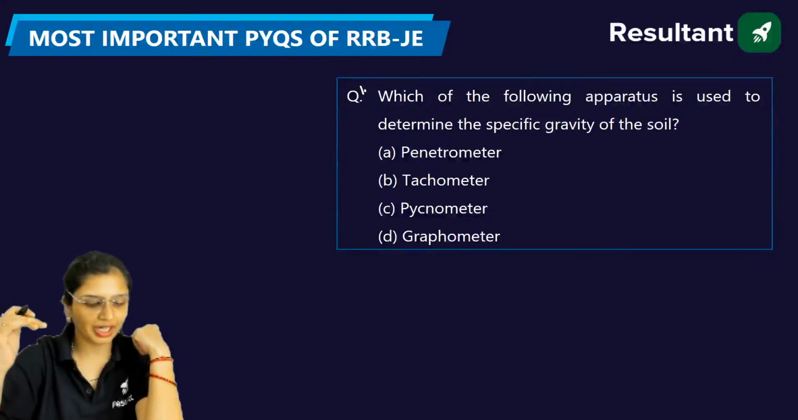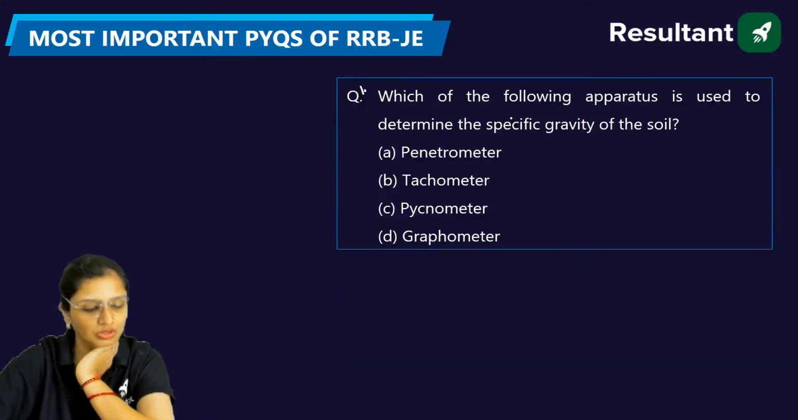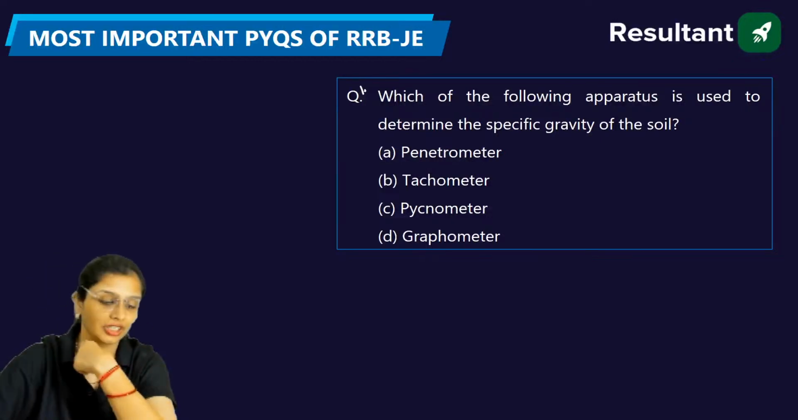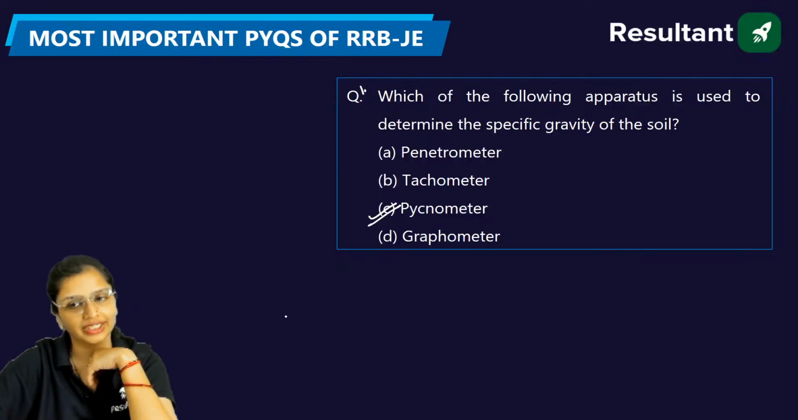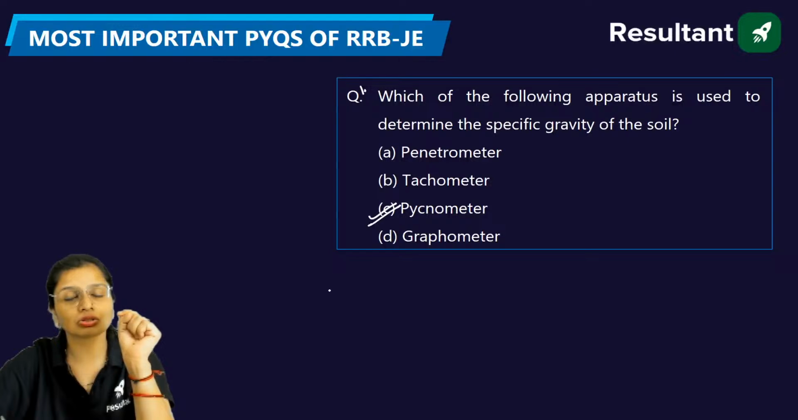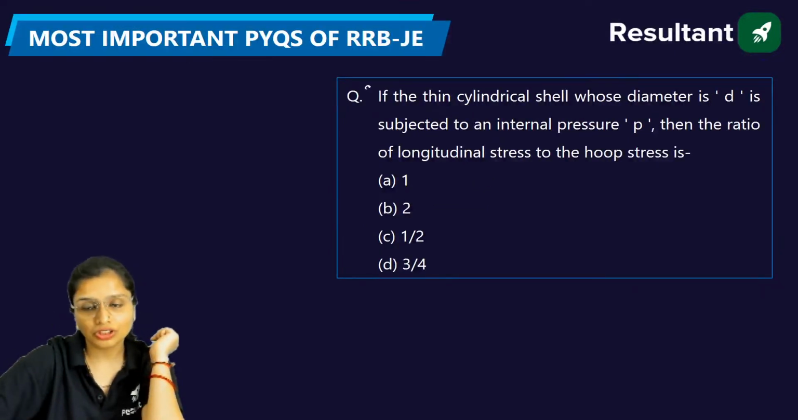Which of the following apparatus is used to determine the specific gravity of the soil? They could have asked specific gravity and water content of the soil. Correct, Sinometer. So C is the correct answer. It is used to determine the specific gravity of the soil also and the water content also.